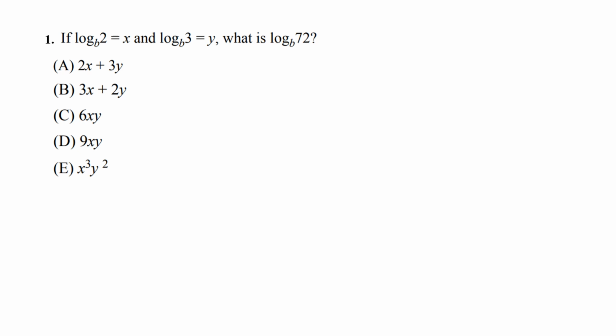Well, we can just restructure this because we know that this is equivalent to saying that it's b to the x equals 2. And this is equivalent to saying b to the y equals 3. And the question is just asking us what is, and we can restructure it to b to the what, let's call it z, equals 72.